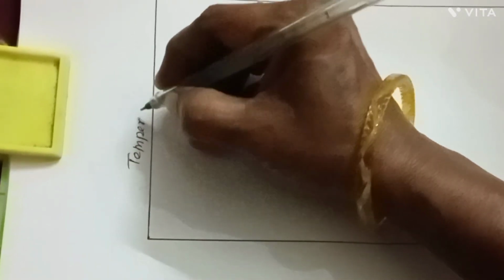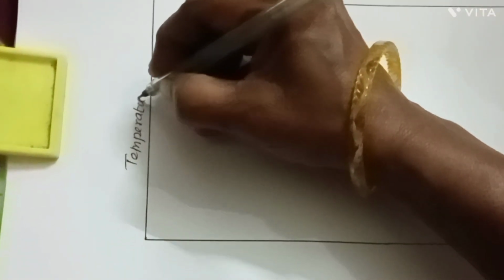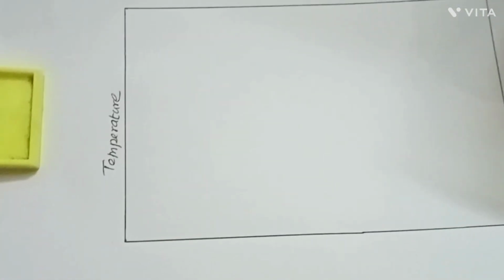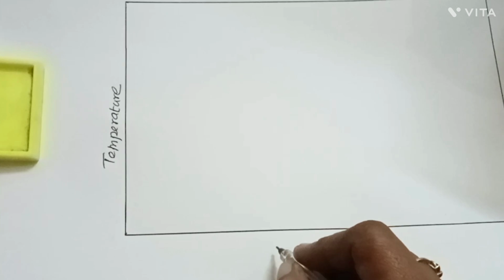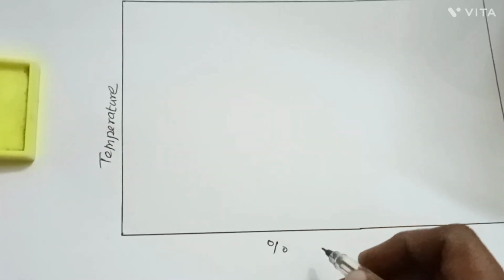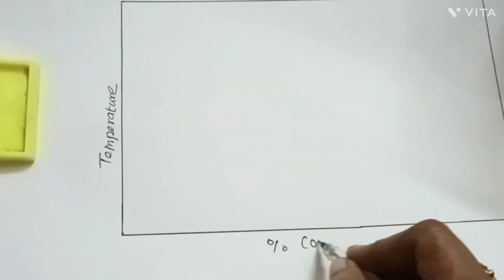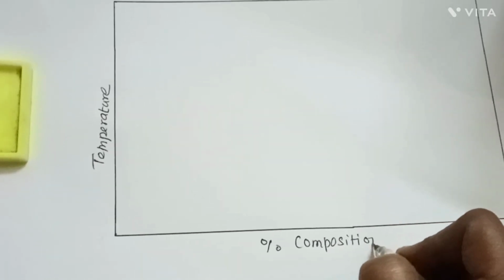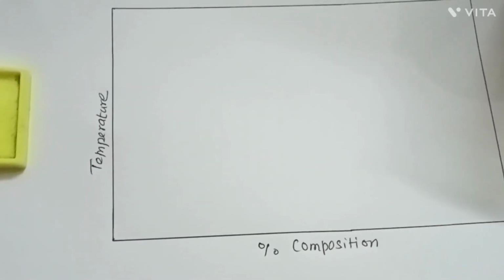This system does not contain the vapor phase. It consists of only solid and liquid phases. So we need not consider the pressure term, and we need to follow the reduced phase rule, that is F is equal to C minus P plus 1.